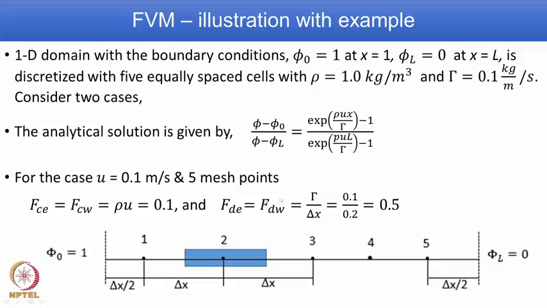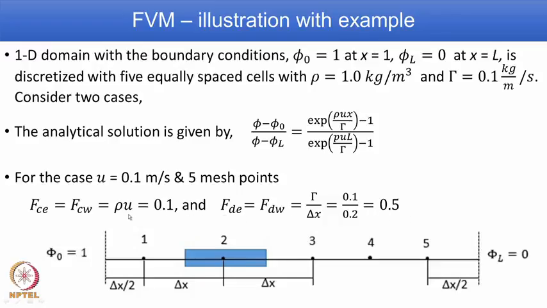Now, we take one of the cases, that is u equal to 0.1 meters per second and 5 mesh points. We calculate the convective flux as well as the diffusive flux. Convective flux is equal to rho into u. Rho is already defined as 1 kg per meter cube and u is 0.1 meters per second. So, rho u you will get 0.1. Similarly, the diffusive flux is defined as gamma by delta x. Gamma is 0.1, delta x is 0.2, and that is equal to 0.5.